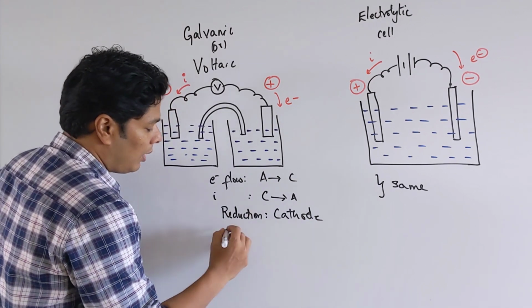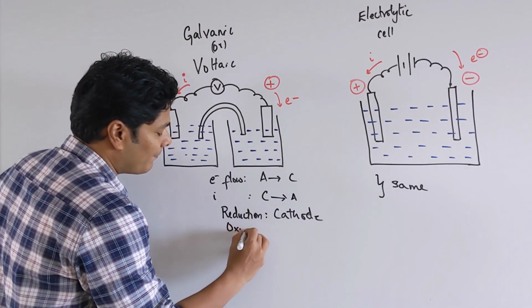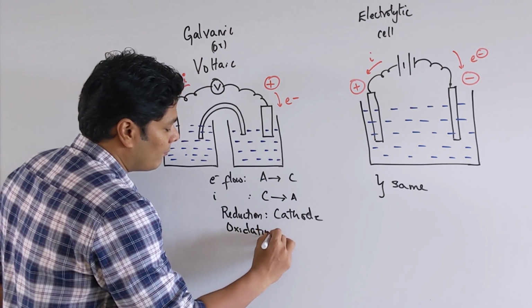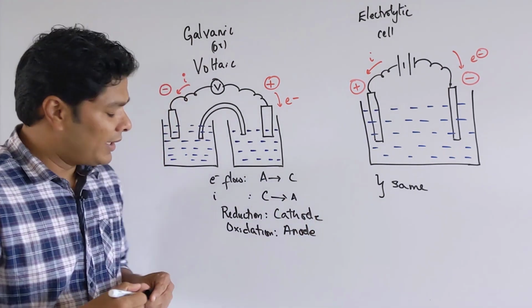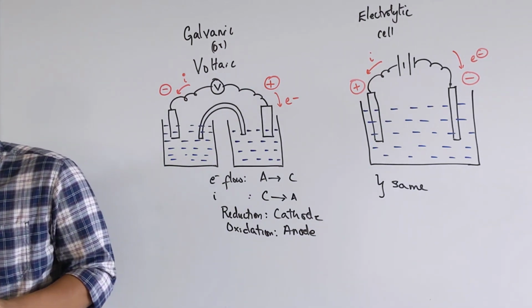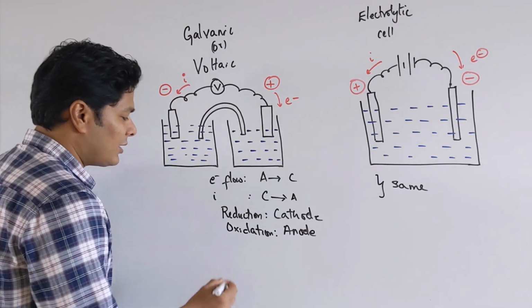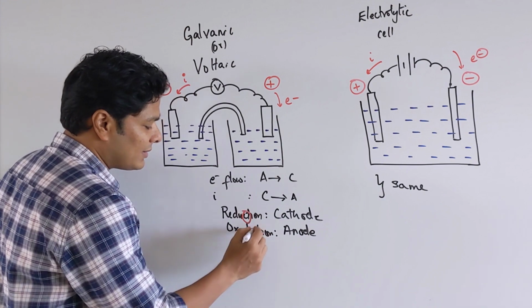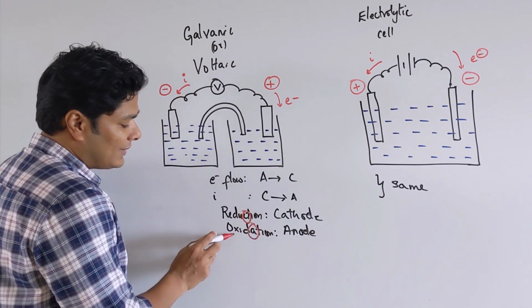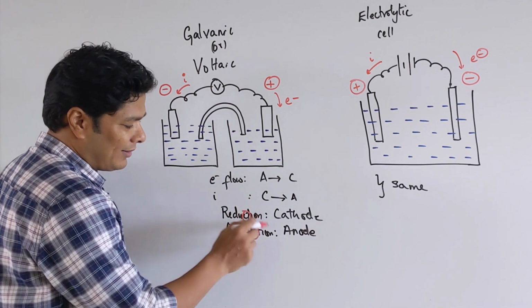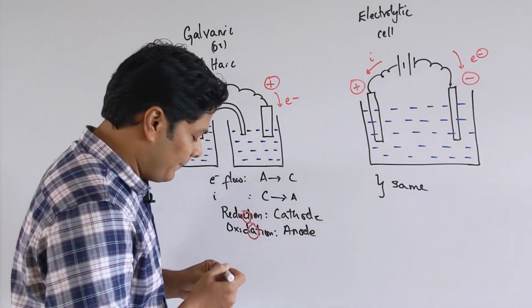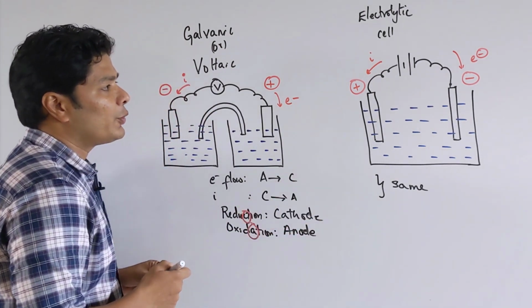And obviously I can say oxidation at anode. I don't think anybody would make a mistake in this one. If you want, just a quick way of remembering it, there is a C here, there is an A here. So this has no C, so this cannot be a cathode. This has no A, it cannot be an anode. But over a period of time, you're going to be okay here. So these are the similarities between the two.